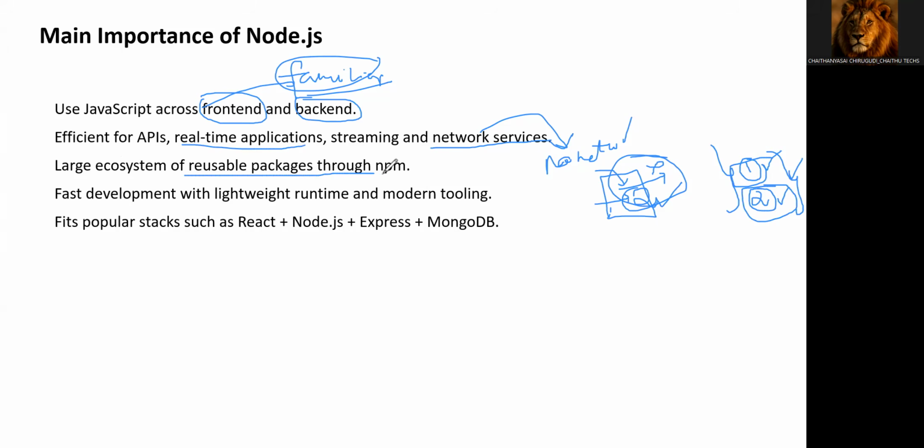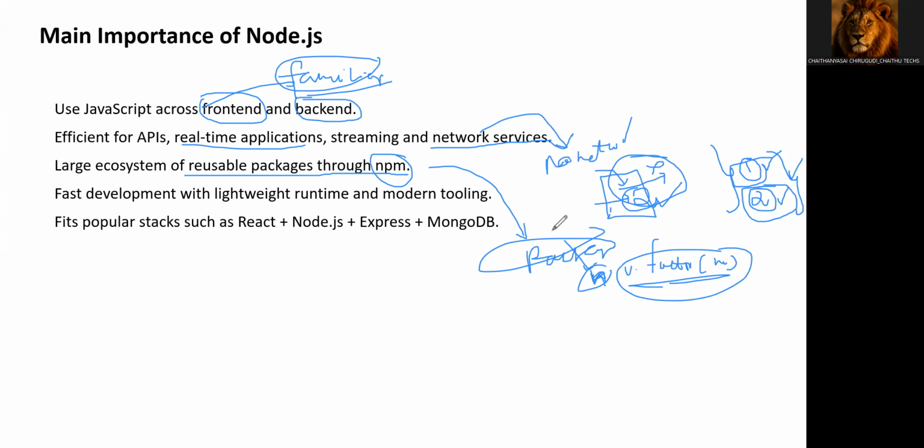Large ecosystem of reusable packages. I will tell about NPM later. I told you packages will be there, n number of packages. Packages means predefined functionalities. For suppose in Python, if we want to find the factorial of a number, we can write a variable dot factorial of that number. In this way, in Node.js also, by using NPM, Node Package Manager, we have predefined packages that can be reused. And fast development with lightweight runtime and modern tooling.